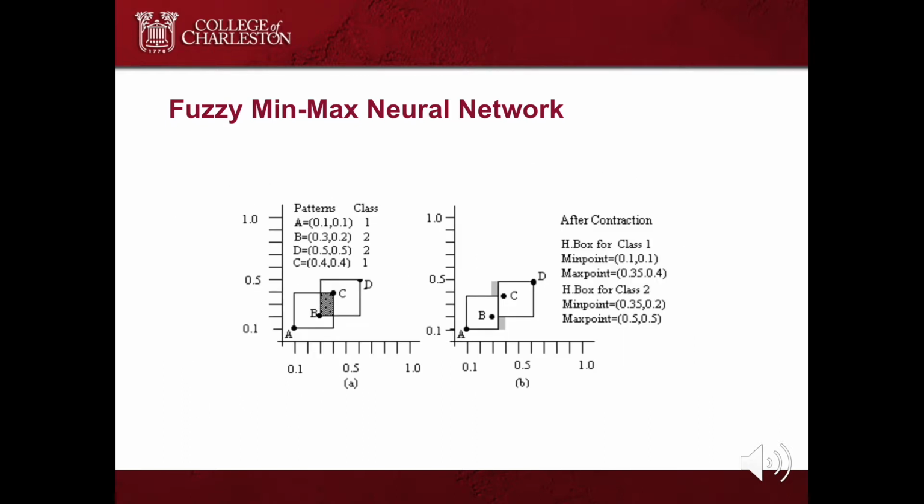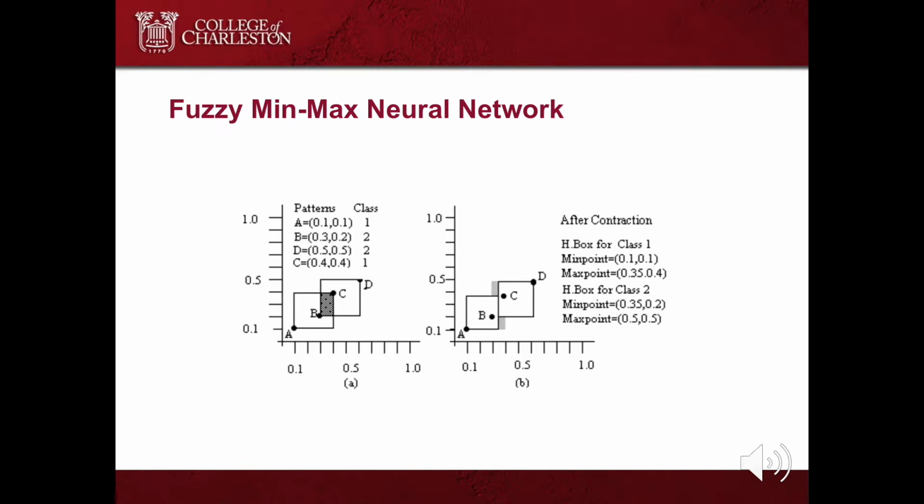Now, regarding the overlap test, this graph provides a good illustration of how the overlap occurs and what happens after the contraction phase. And this is one of the problems with the fuzzy min-max neural network. The problem is that you can see point B belongs to class 2. But after the contraction phase, because there's an overlap, the algorithm has to contract the two hyperboxes to avoid overlap.